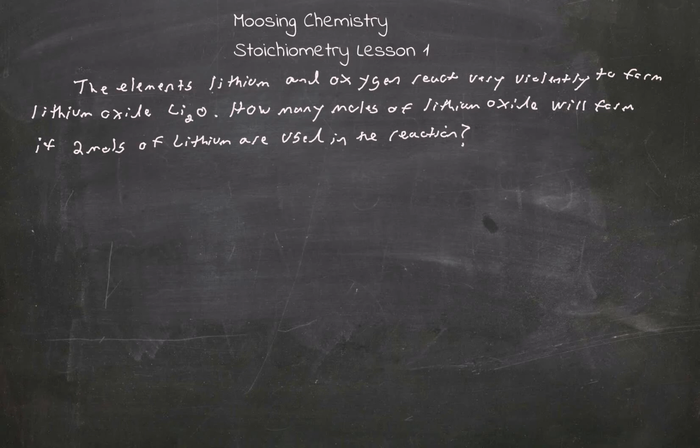The first thing we have to do is, it's kind of like a word equation that we talked about in an earlier video. We need to write down the skeleton equation. So we have lithium plus oxygen. Remember that oxygen is O2 because it's diatomic. So that yields, to form, lithium oxide.